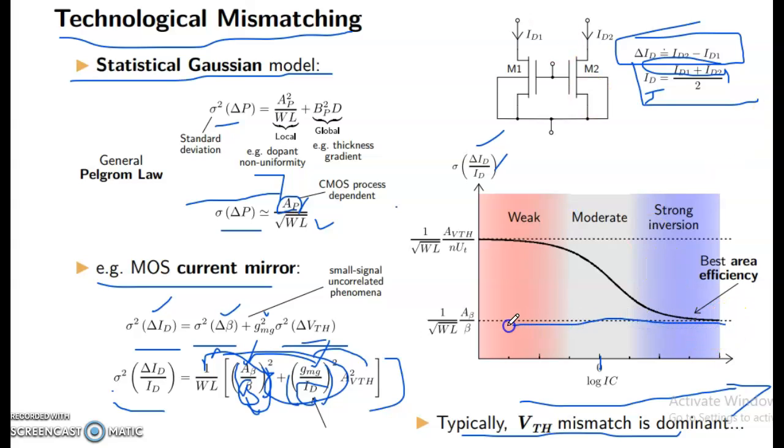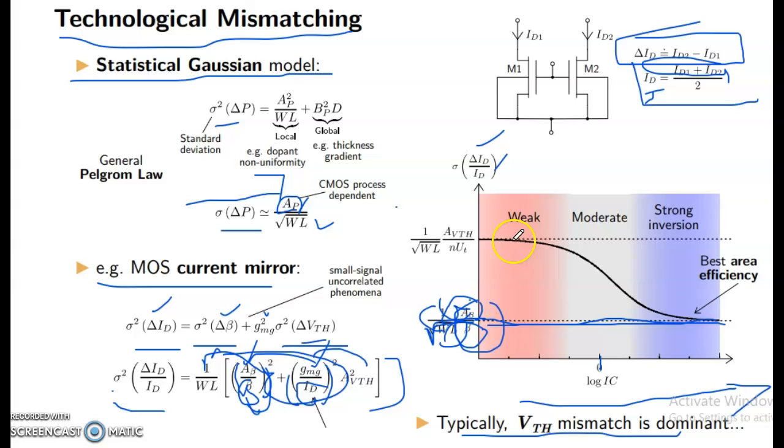In this best area, it is 1 by root WL multiplied with A_beta divided by beta. That's why it is best. Width and length are multiplied, then the root is taken, then multiplied with A_beta divided by beta. In this, take A_beta and take WL as 1, and multiply that with A_beta. That much comes out here.